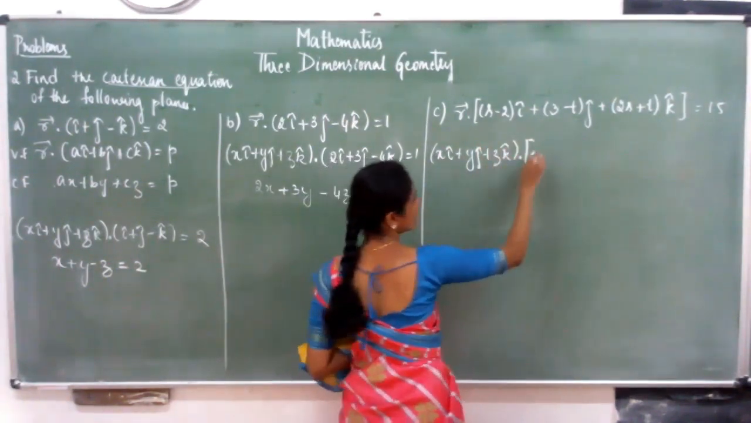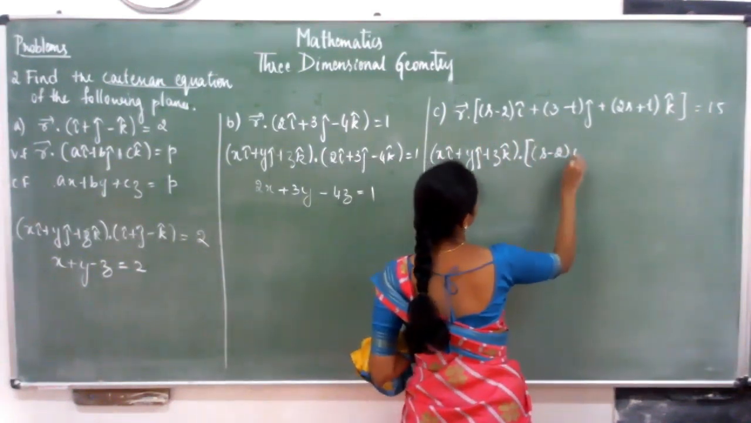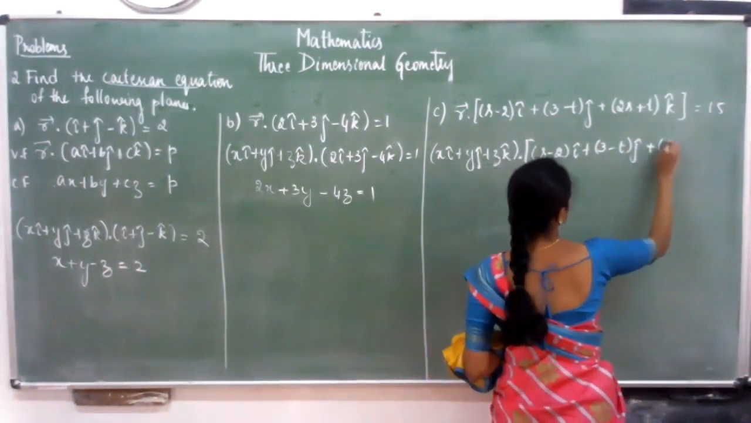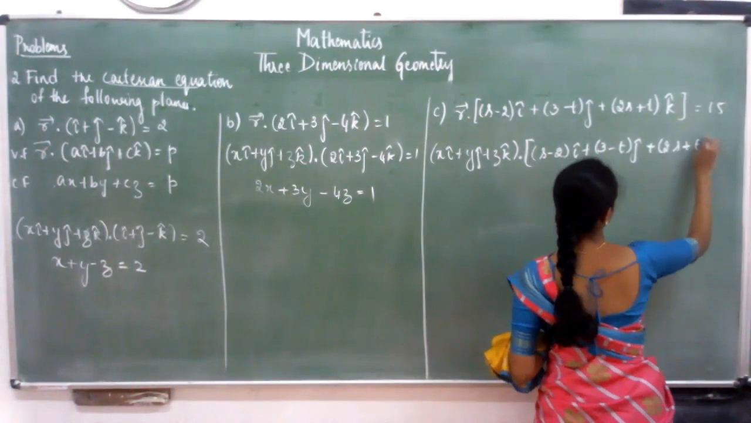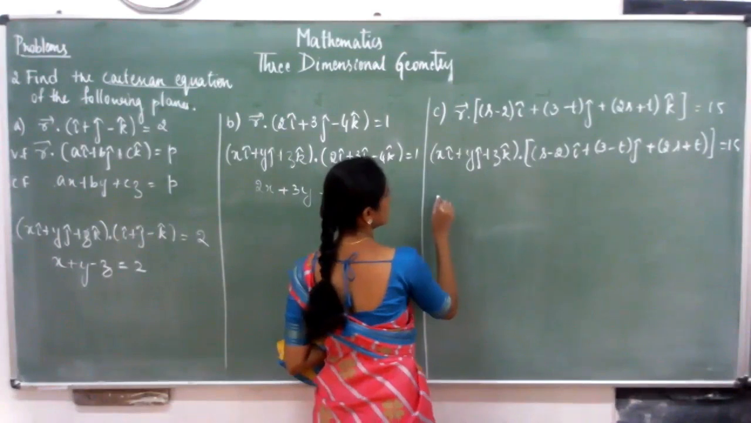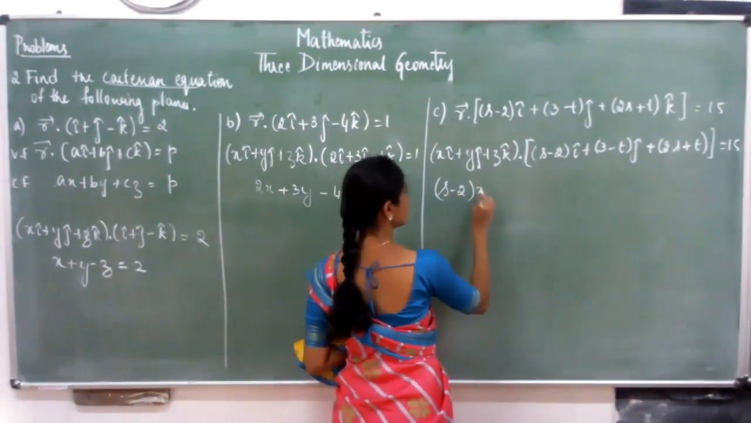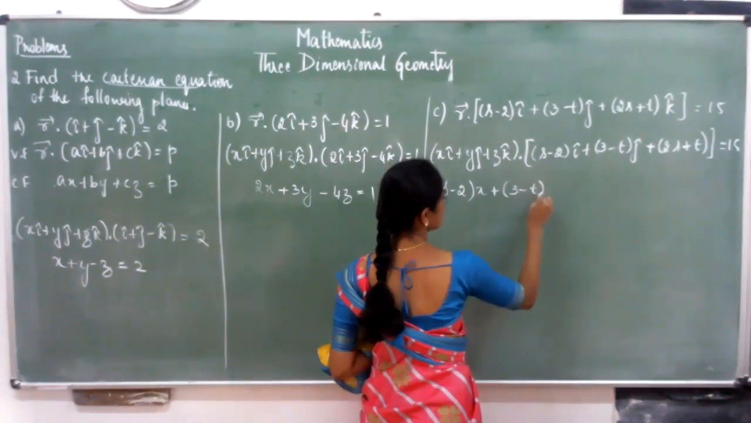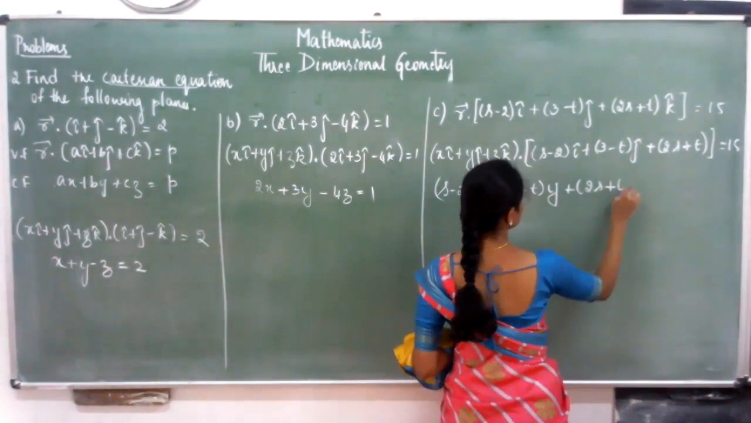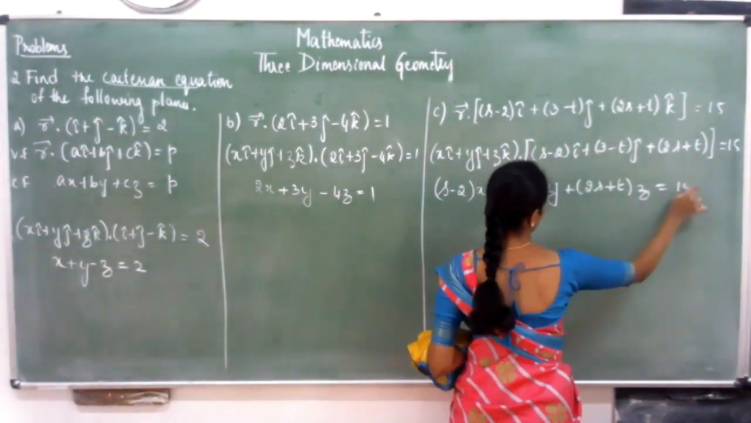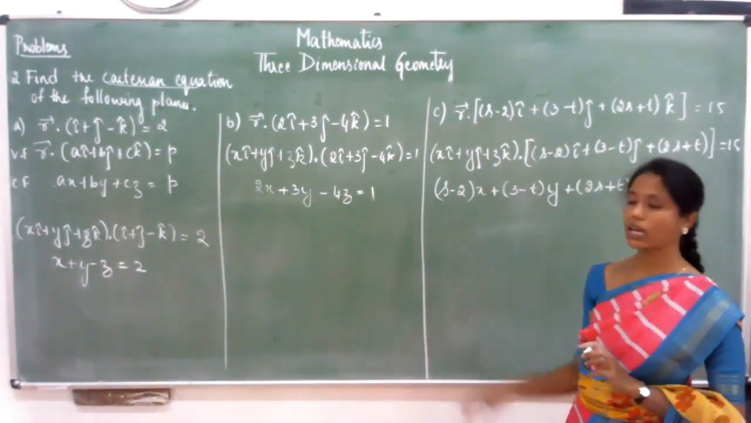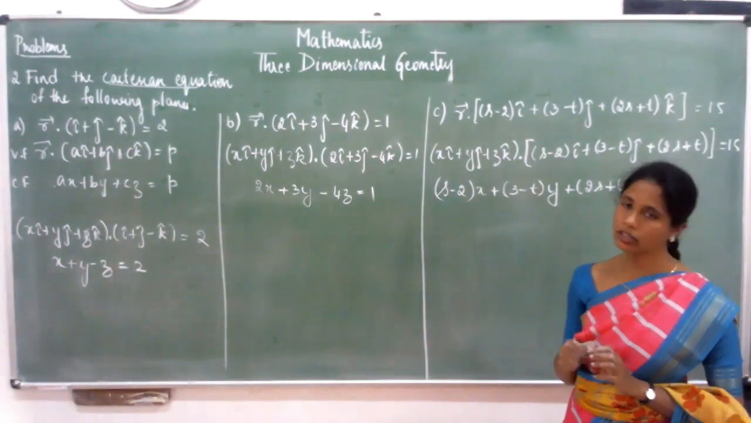Dot product with the normal vector, which is s into 2i cap plus 3 minus t into j cap plus 2s plus t is equal to 50. So this will give you what? So we get it as s minus 2 into x plus 3 minus 2t into y plus 2s plus t into z is equal to 15. So in this way we find the Cartesian equation of the plane.